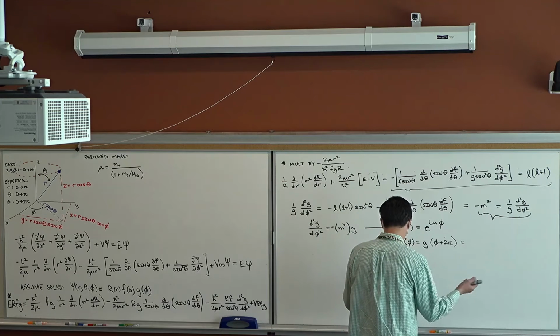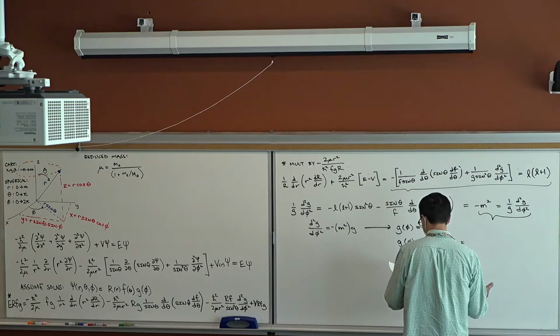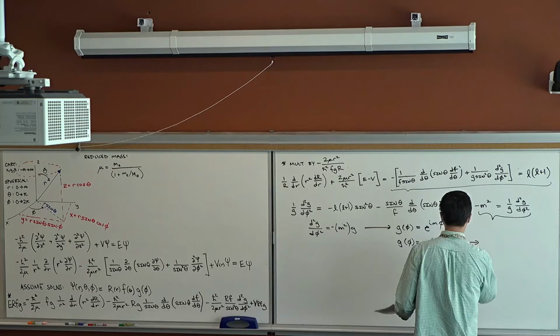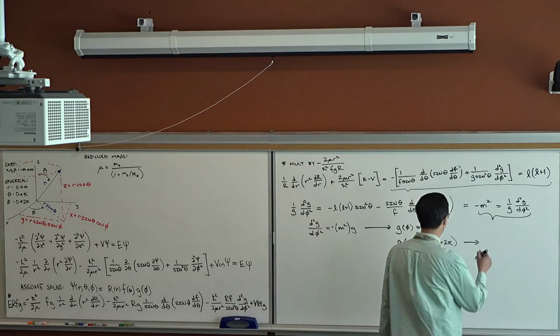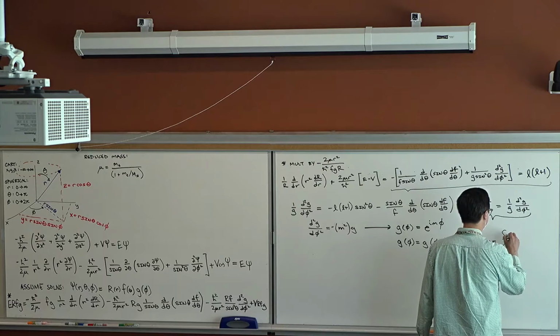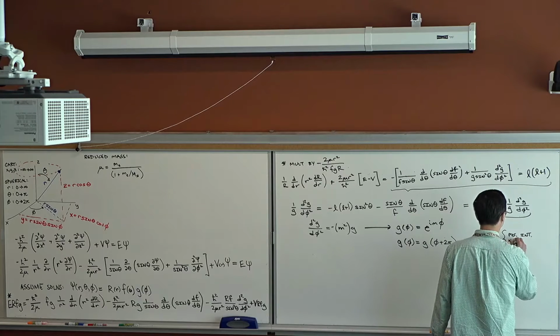So this is just establishing a boundary condition. So m has to equal a positive integer, a negative integer, or a 0.